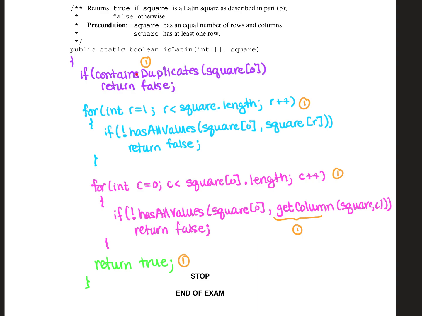The points allocation: 1, did you call containsDuplicates? Did you make any error bounds on the first one? Error bounds on the second one? Here, did you call getColumn? And then here, did you return true?